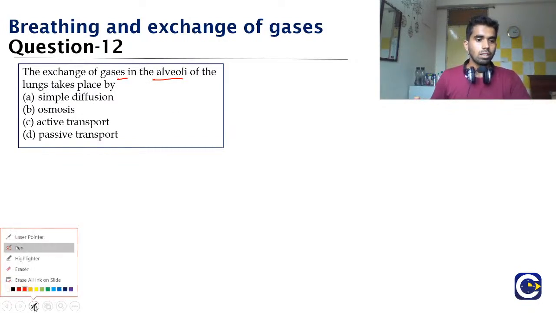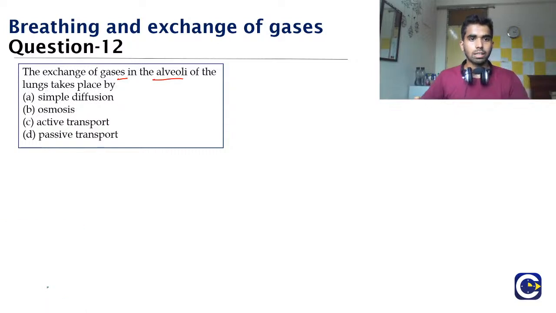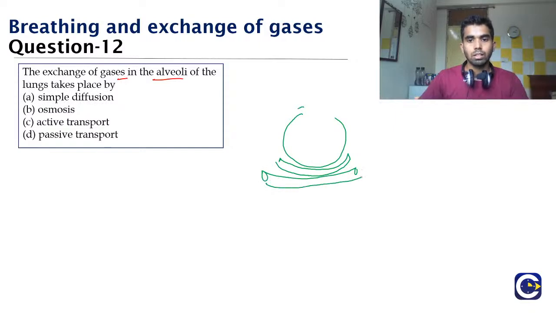Okay. So what is the mechanism by which the exchange of gases takes place in the alveoli? That is in the lungs. So this is the alveoli. This is the basement membrane that is present in between the alveoli and this is the capillaries. So there has to be some mechanism by which the gas enters from the alveoli into the lungs.